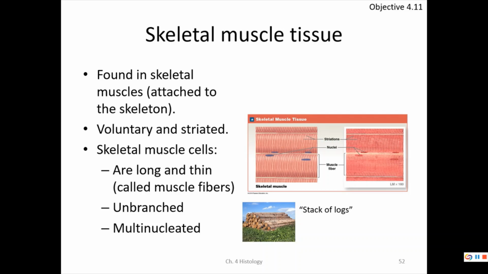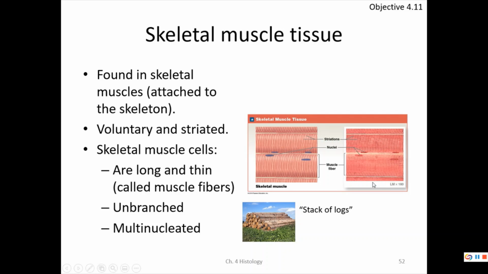They're very long and thin, unbranched, but with multiple nuclei. Each cell will have more than one nucleus on it. So you can see here's a nucleus and there's a nucleus of the same cell. Here's two nuclei of the same cell, and striations and thin, fibrous things. Multinucleated, unbranched, long and thin, called a muscle fiber. They look like logs to me, stacked up.